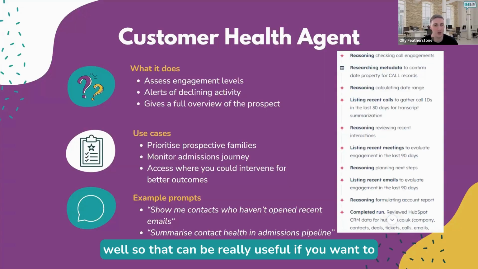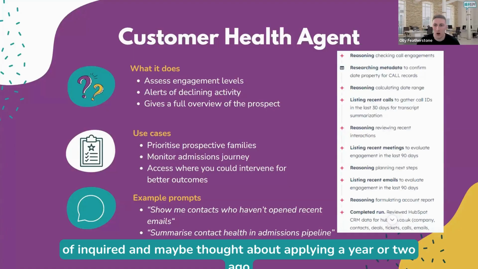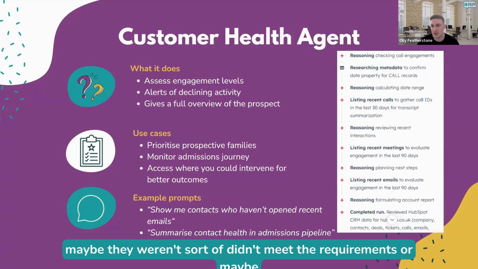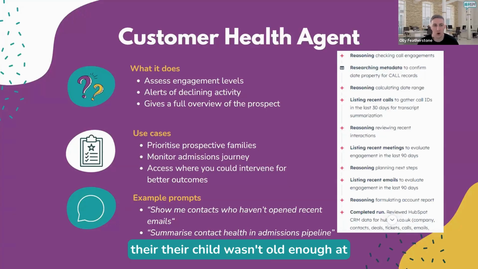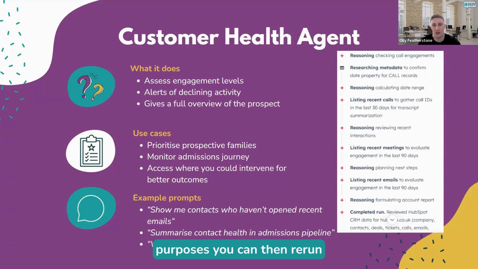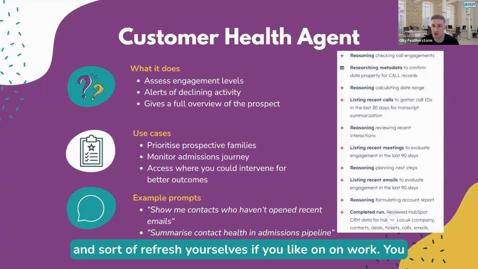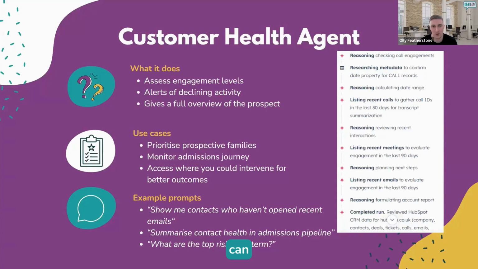So that can be really useful if you want to jump back in. You might have had a prospect that inquired and maybe thought about applying a year or two ago. Maybe they didn't meet the requirements, or maybe their child wasn't old enough at the time, but you kept the record, of course, for those purposes. You can then rerun that through the agent and get a bit of an overview and refresh yourselves, if you like, on all the activity you had with that individual. So there are use cases in there as well.